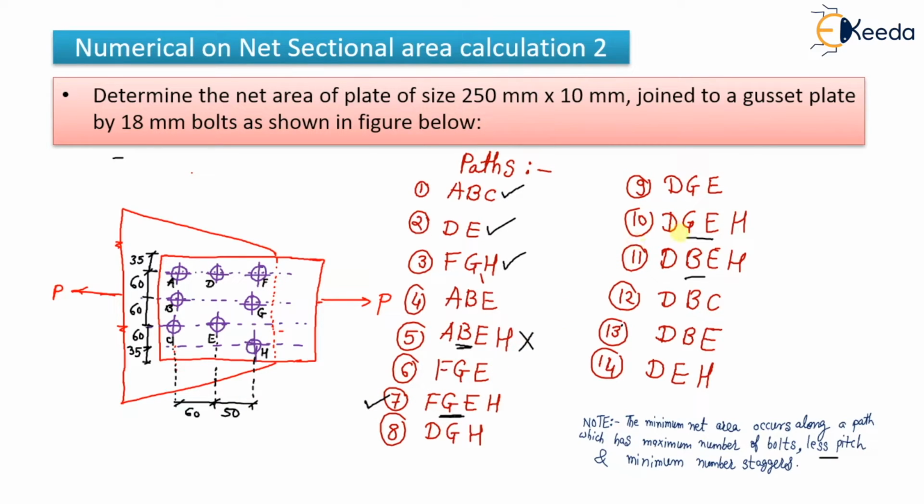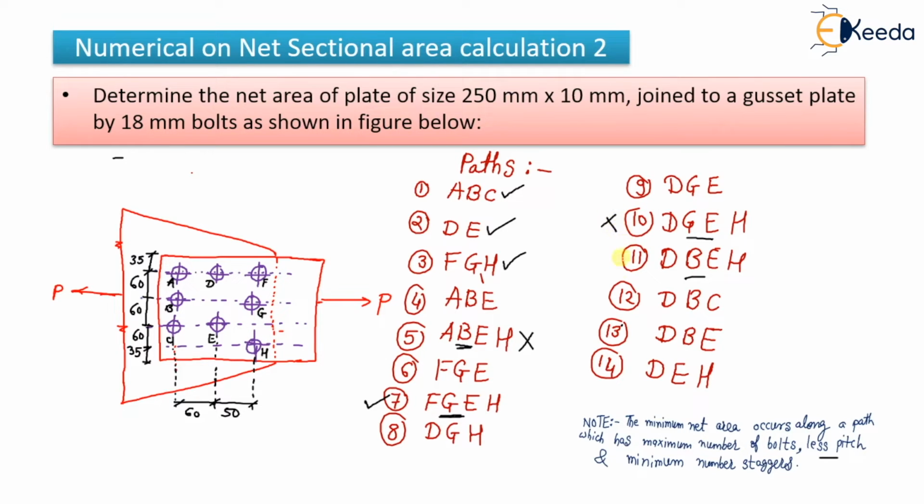Okay, then D, G, E, H. This one also has minimum pitch, but see how many staggers there are. D to G is one stagger, G to E is the second stagger, and E to H is the third stagger. 1, 2, 3. Stagger means if you go diagonally downward, that is known as a stagger. So it has 3 staggers, and you cannot take this one either.